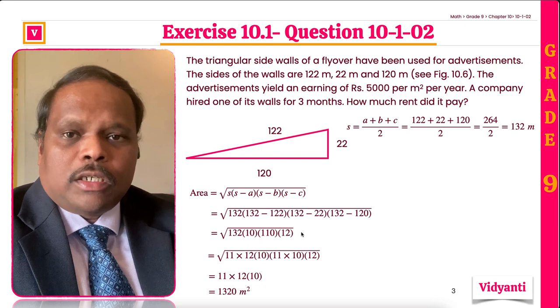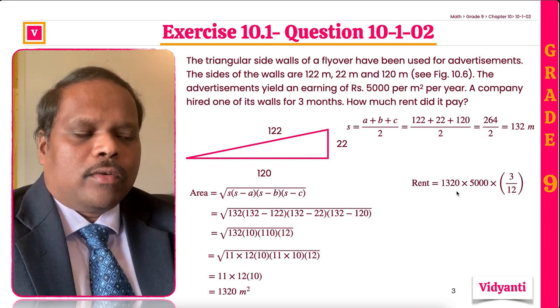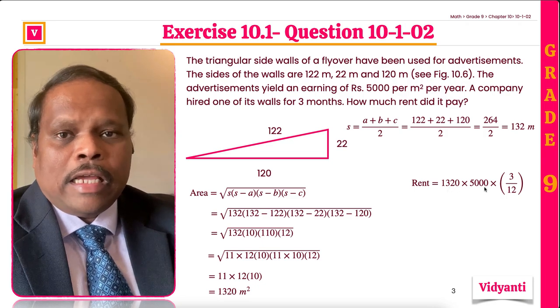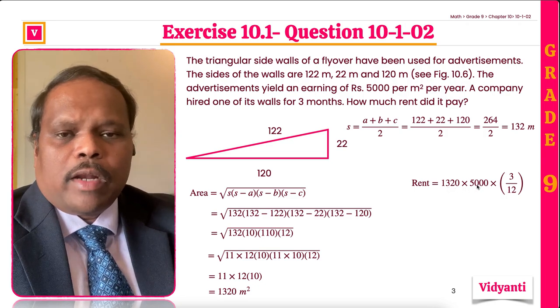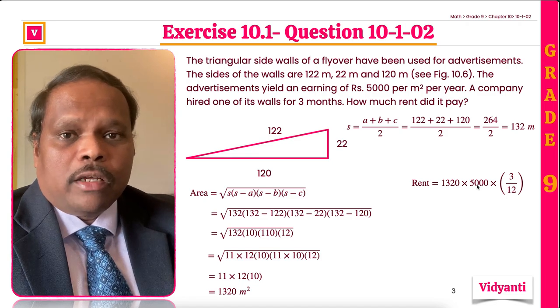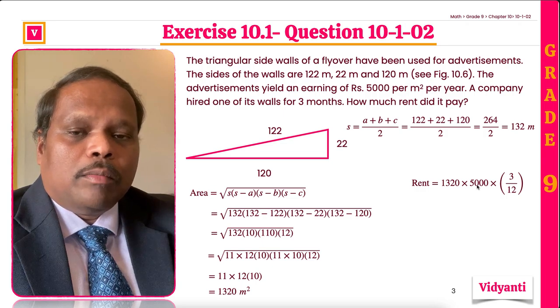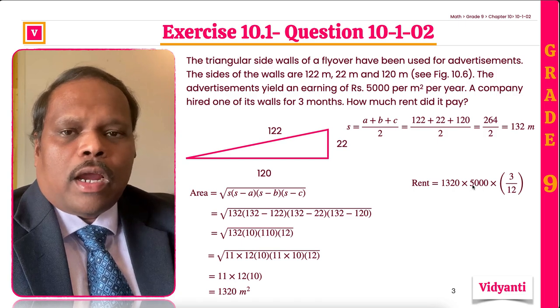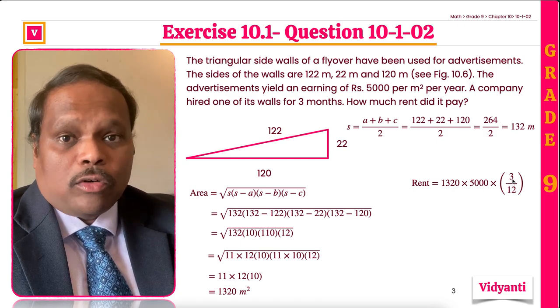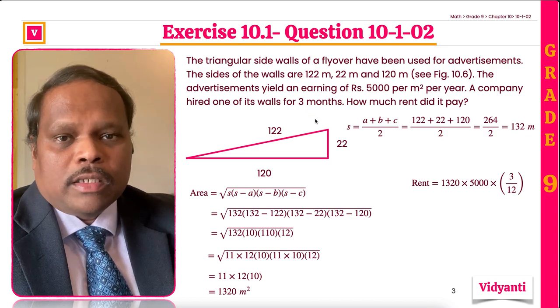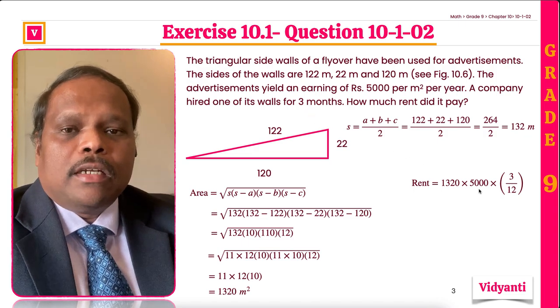Now, how much rent is paid? So let's calculate that. This is the area, and if that person had used it for the entire year, he would have simply multiplied it by 5,000 because each meter square is worth 5,000. But he did not rent it for the complete year. He rented only for 3 months, so we have to proportion that. So that would be 3 divided by 12, because he rented it only for 3 months and 5,000 is for the complete year.